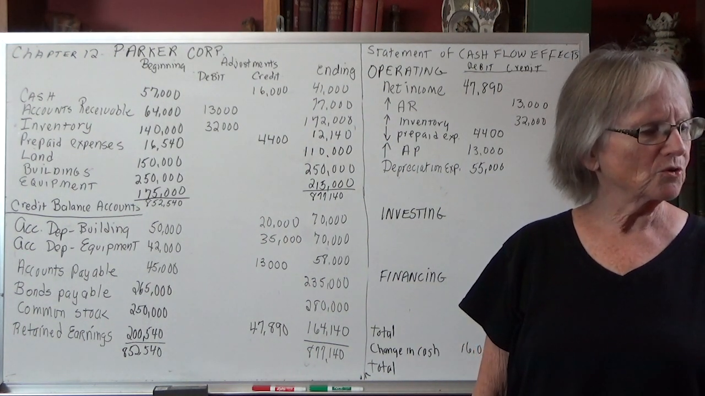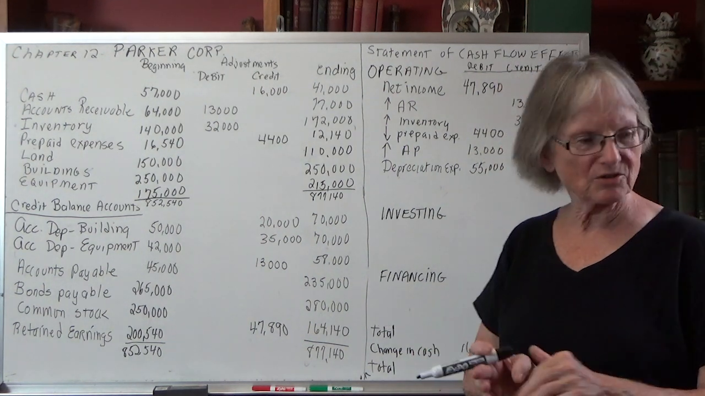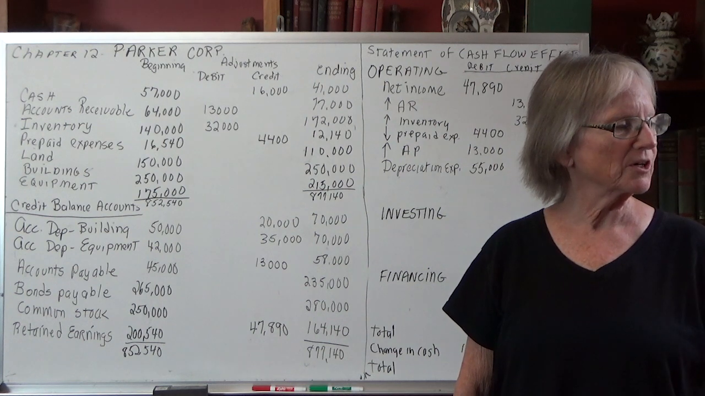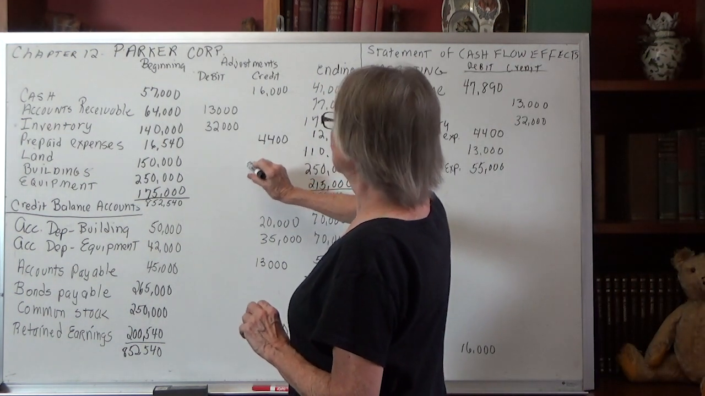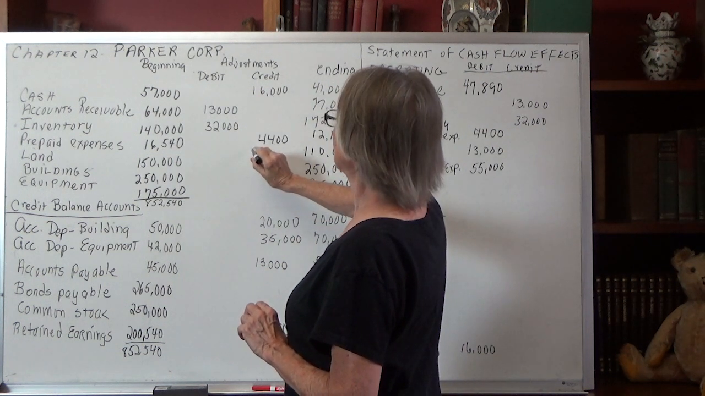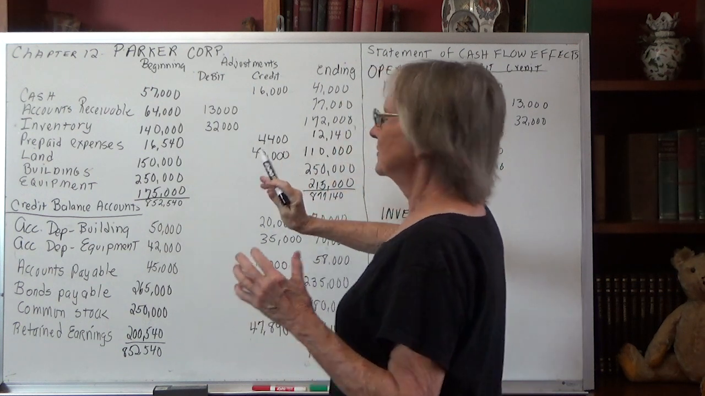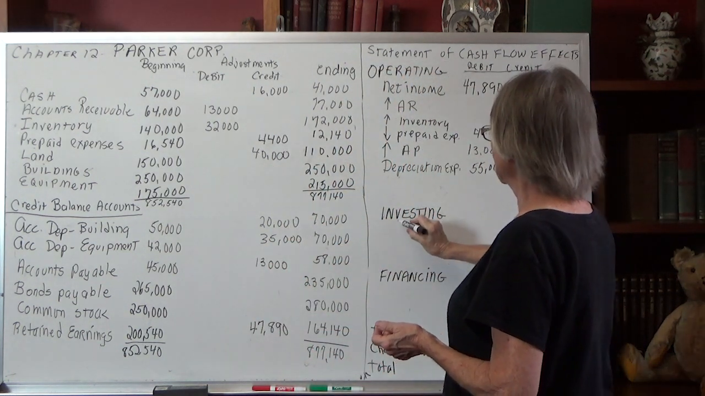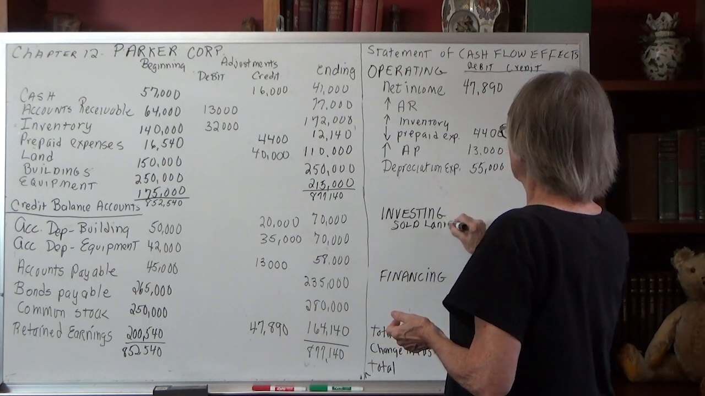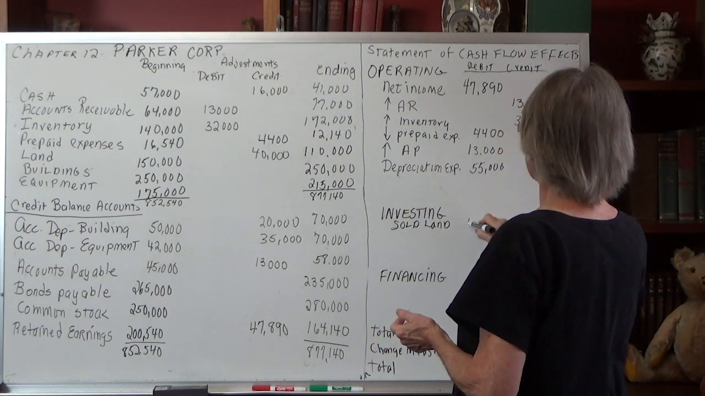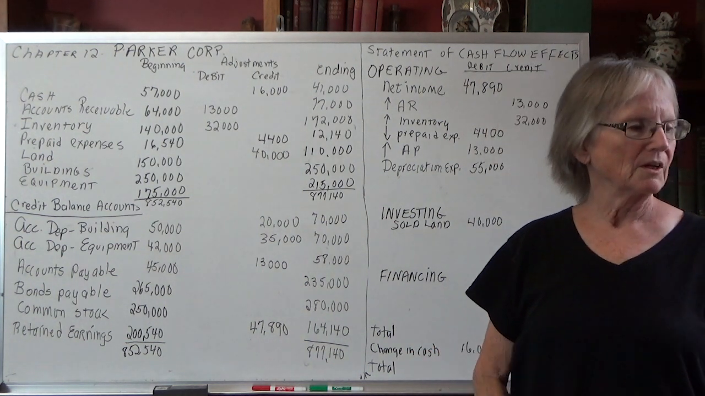Okay, so land was sold for cash at cost. No gains, no losses. So the land was on the books at 150, it ends up at 110. So we must have sold 40,000 worth of land. Long-term asset, investing activity, so we just go over here and we say we sold some land, and we got $40,000. All right, so far so good.